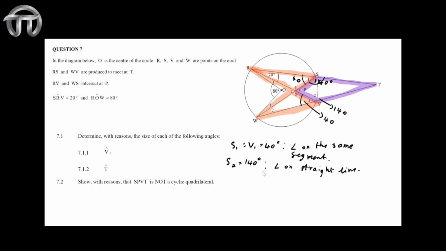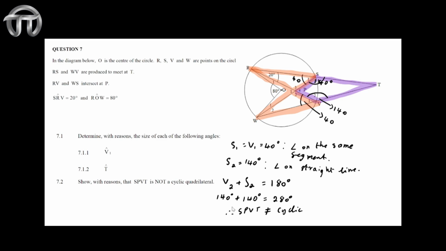So what do we have? We have angle V2, we have angle S2. So that means V2 plus S2. If this shape is supposed to be a cyclic quad, when we add them, they must give us 180 degrees. But we have 140 degrees here, and this one also is 140 degrees. Adding them gives us 280 degrees. So that means SPVT is not cyclic.